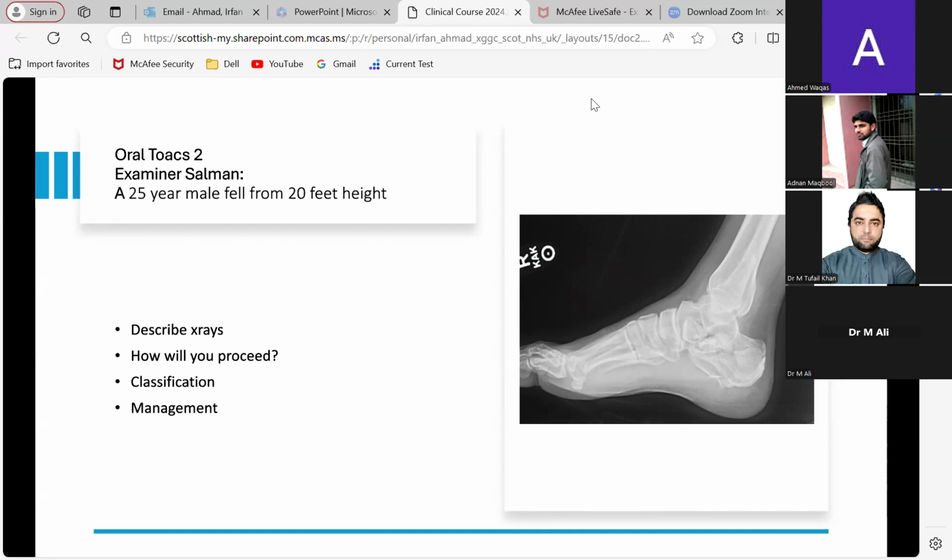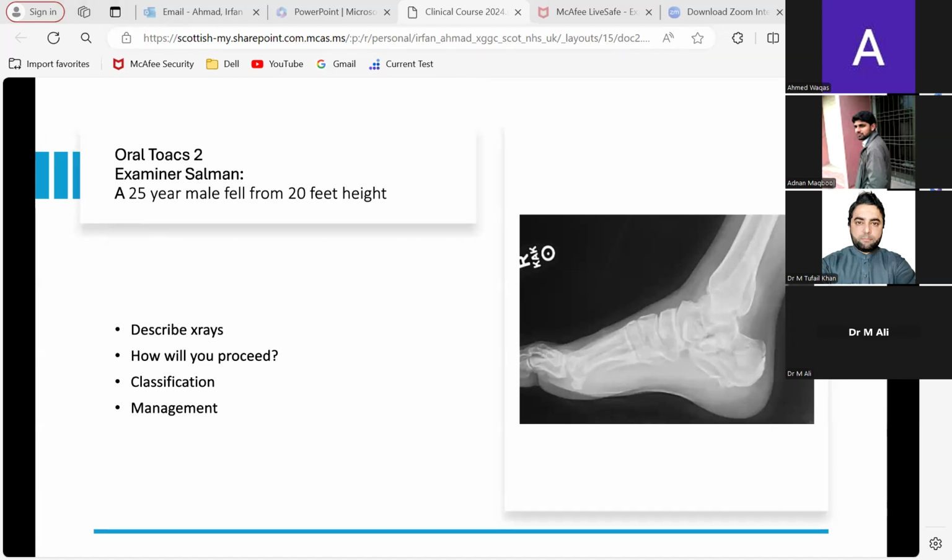What treatment will you offer to this patient? First, I'd like to measure these angles, sir, and as this is a comminuted type of intra-articular fracture, I'd like to go with open reduction and internal fixation with plates, sir.